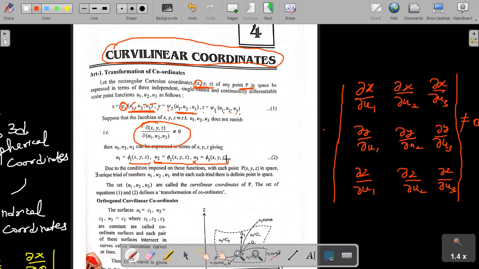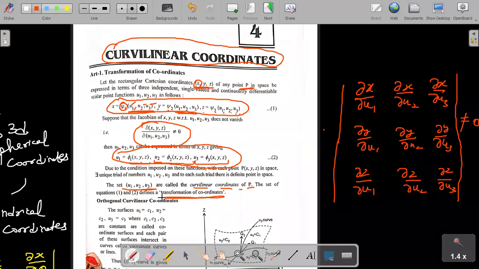Is it clear बच्चे? So this set u1, u2, u3 जो हमें मिला है, these are known as curvilinear coordinates of point P. And ये जो relationship है, which is changing u1, u2, u3 in terms of x, y, z, right? They are known as transformation of the coordinates. Is it fine, बच्चे? Clear है सबको?